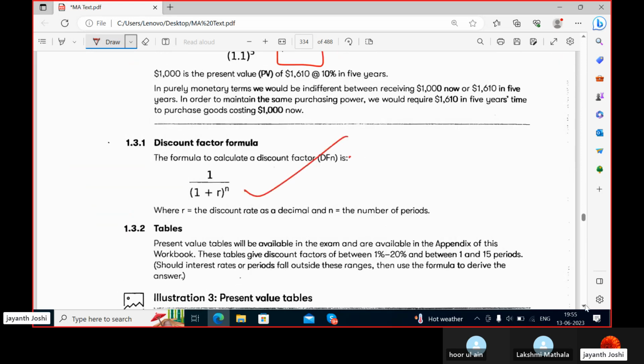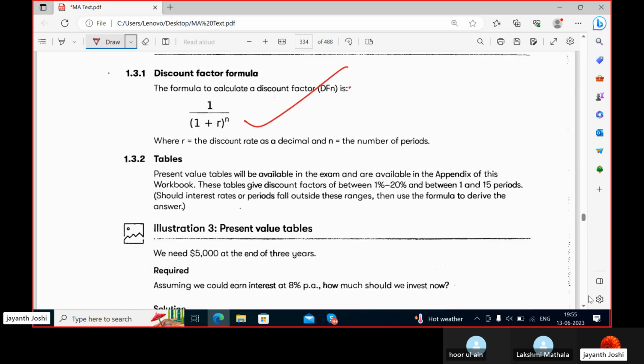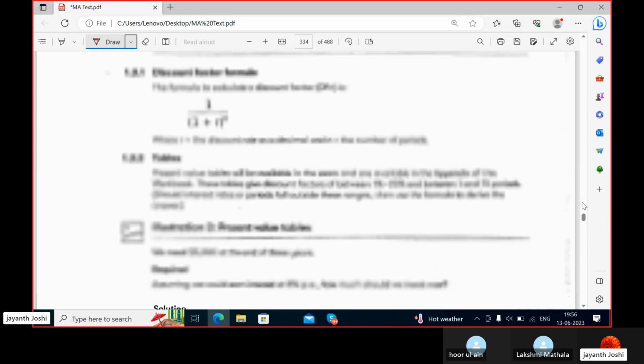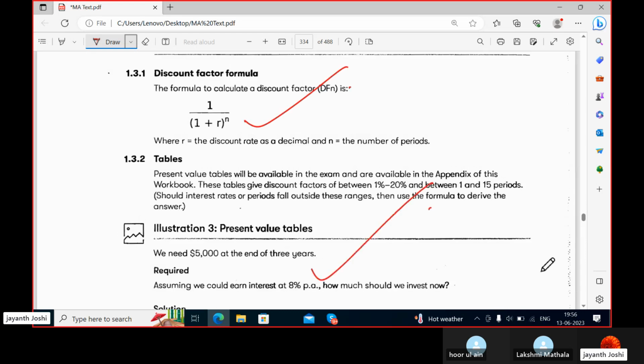Same concept they are mentioning here. And this you can find out in the tables as well. Tables are given at the back side of your book. But before going to that, we'll solve this question. Come on, do this. I'm waiting.